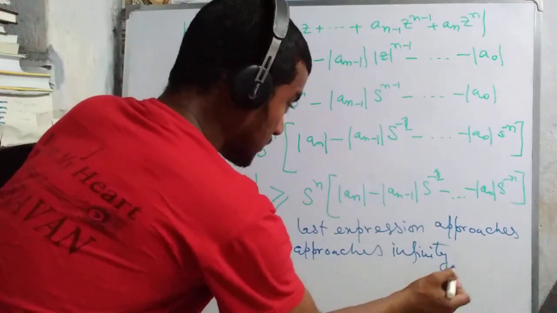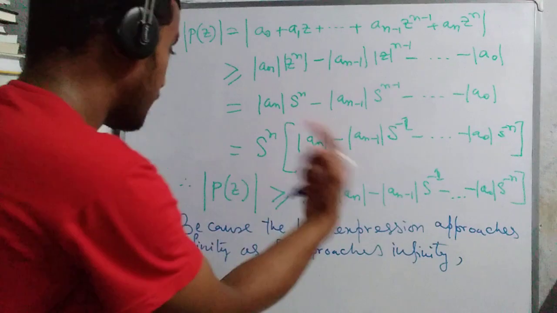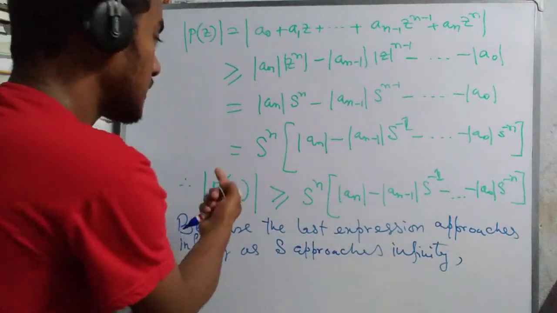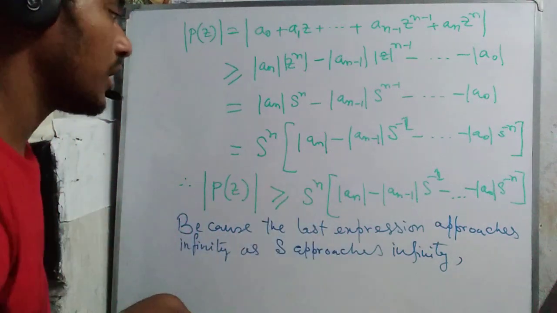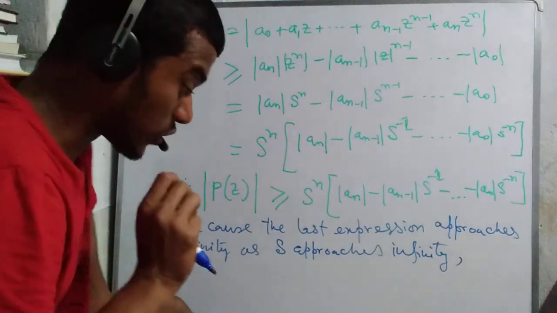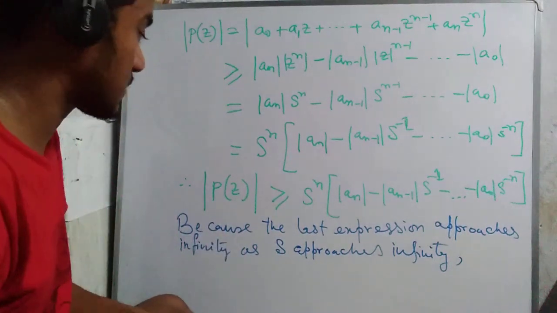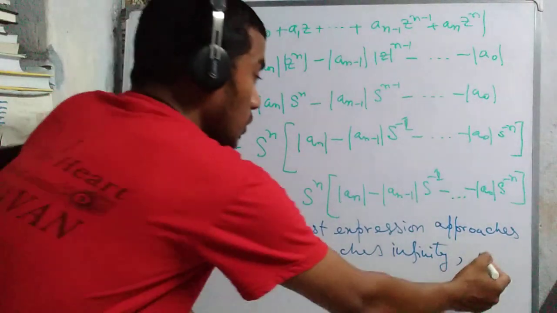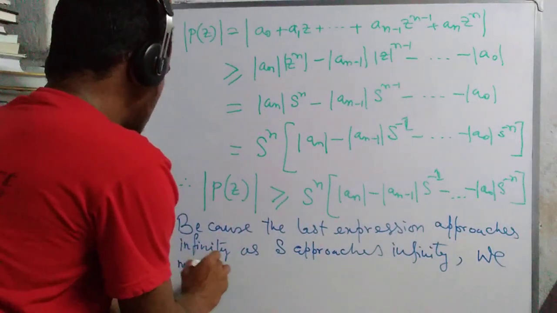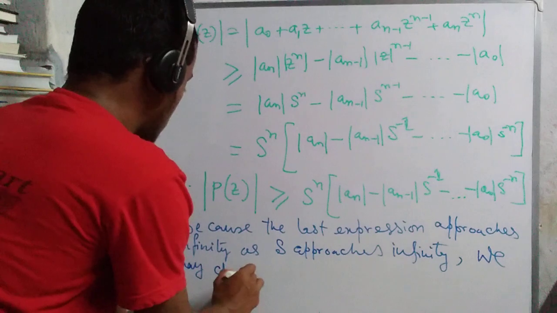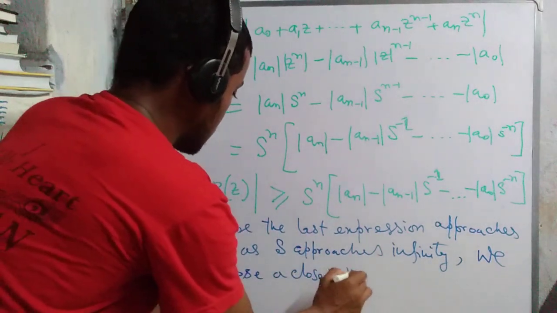I think this one is too easy. That means if s tends to infinity, then p(z) tends to infinity, and this expression also tends to infinity. So not a problem at all. Now we must choose a closed disk. What do we choose? We may choose a closed disk.